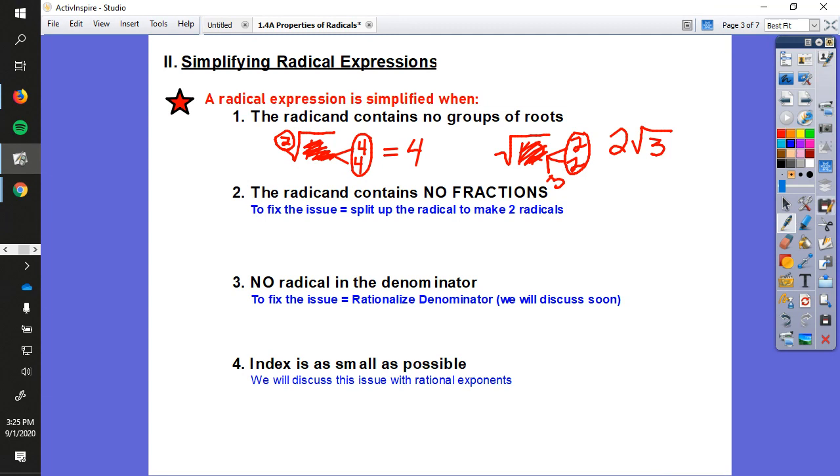And so that would be our simplify. So anytime we can take groups out, we want to take groups out. So that's number one. Number two, the radicand contains no fractions. This is an easy fix. All we got to do is split the radical to make 2 radicals. And this is called the quotient property of radicals.